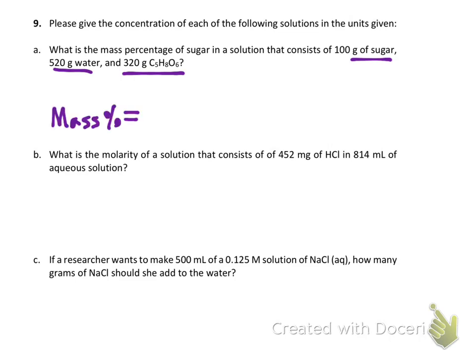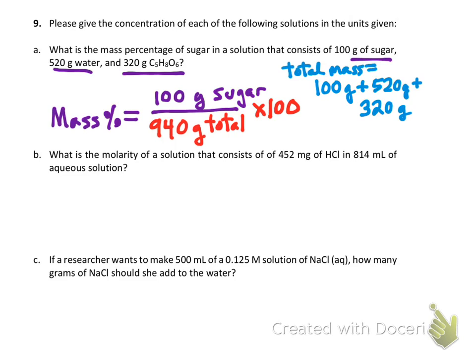The mass percentage of any given solute is just equal to the mass of the solute in our solution. In this case, we have 100 grams of sugar, and then we divide it by the total mass of the solution. We end up with 10.6% sugar by mass. Cool.